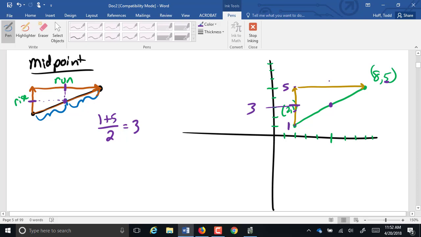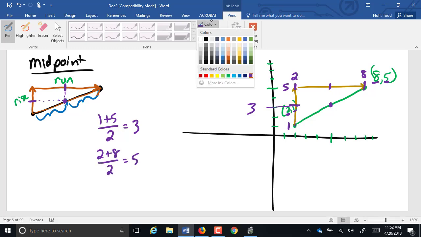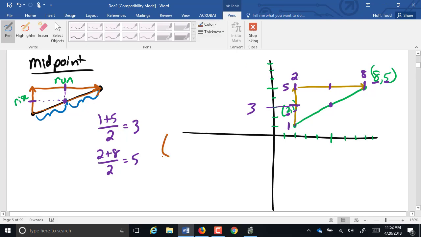The midpoint for our run, well, the x-coordinate for this point here is the 2. The x-coordinate for this point here is the 8. So the midpoint for the run would be between 2 and 8. Again, we just average them together. 2 plus 8 is 10, divided by 2 is 5. And then we list it out. The x-coordinate would be the 5. The y-coordinate would be the 3, part of the rise.